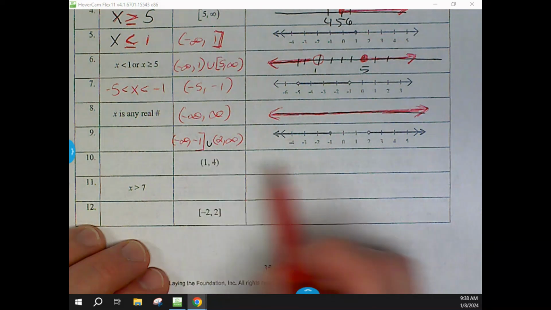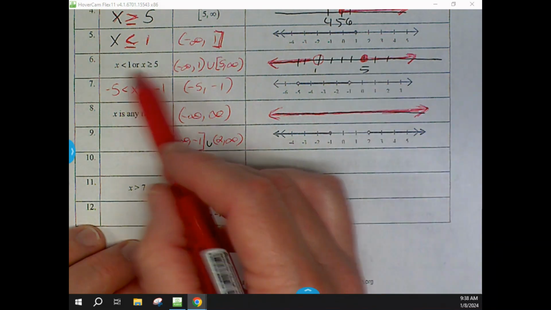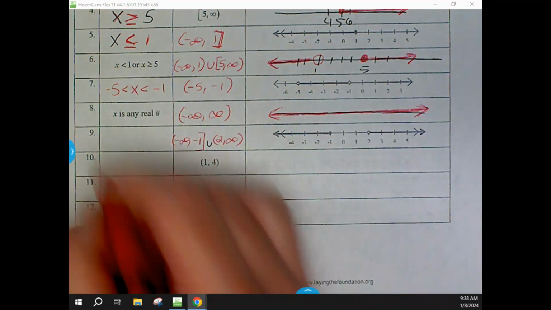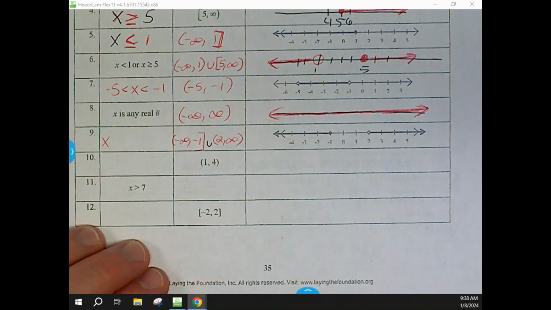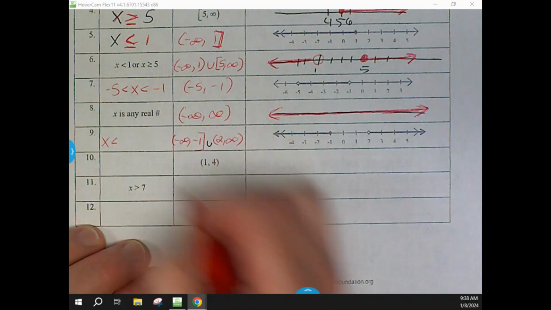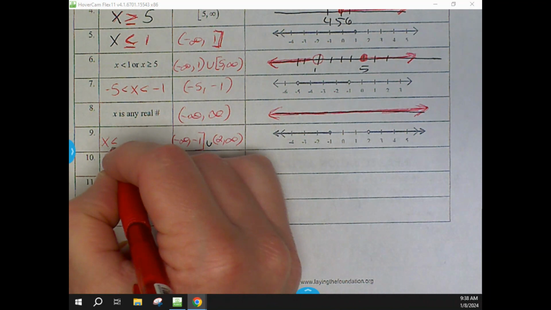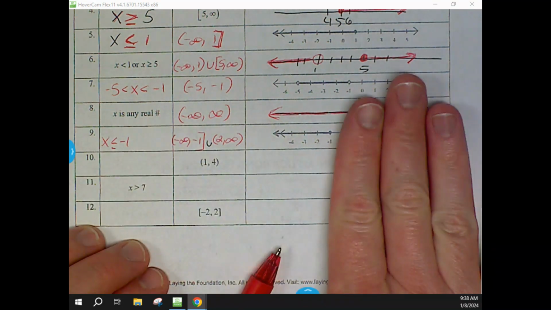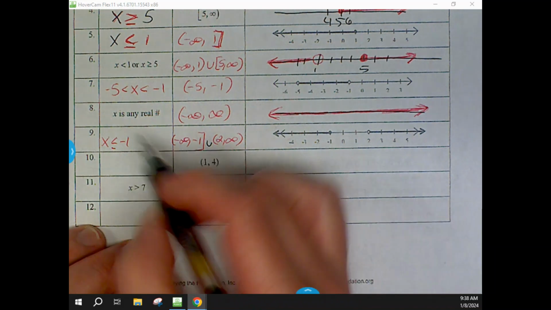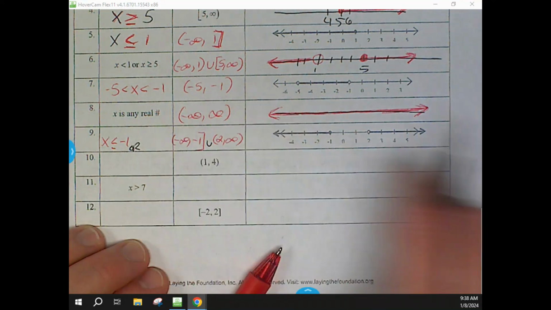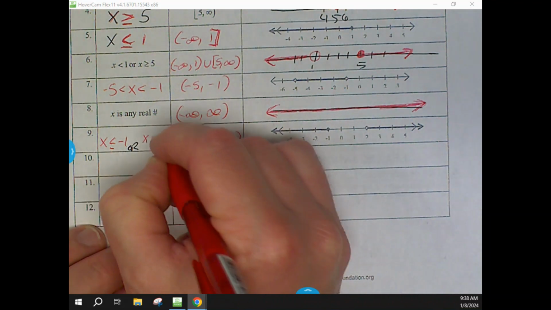Okay, and then answer-wise for this one, it will look a lot like this one. It's the OR part of it. So we're going to have x is less than or equal to -1 if we look at just that part of the graph. And we're going to put the OR in. And then we'll look at the second part of the graph. That's going to be x greater than 2.